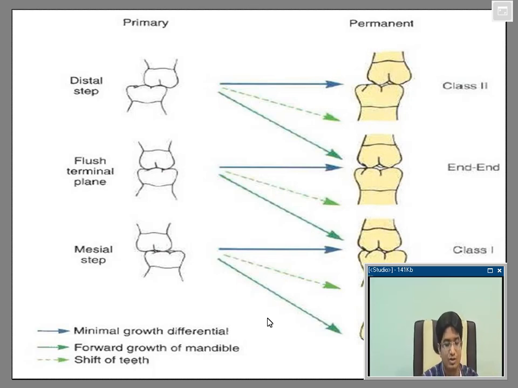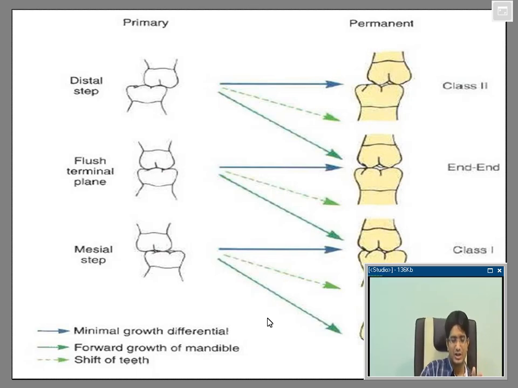Okay, one more time I'll explain this so that it will be clear to you. For distal step, if the mandible is growing normally and leeway space is accommodated properly, the distal step will lead to a class 2. If in distal step the mandible grows to a great extent, it can lead to an end-on relationship.